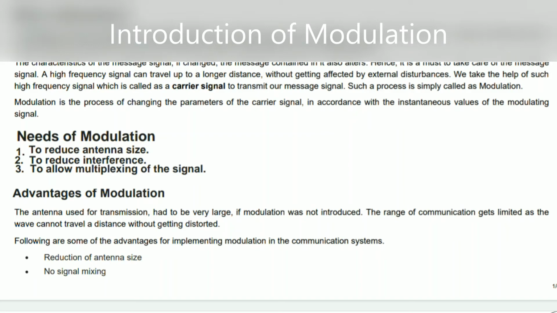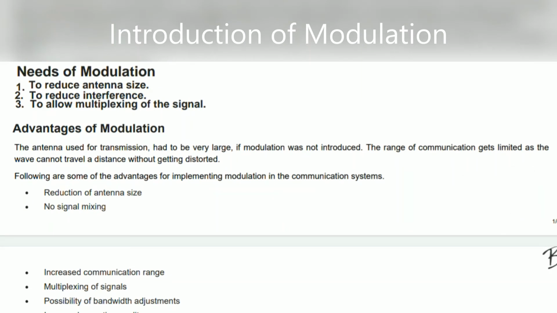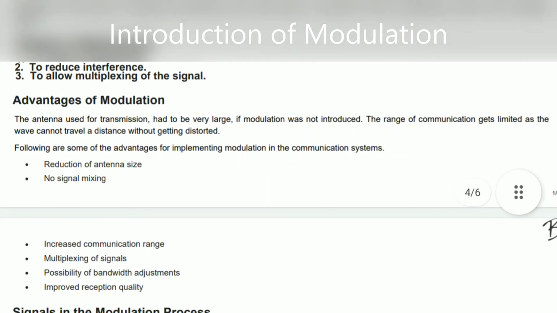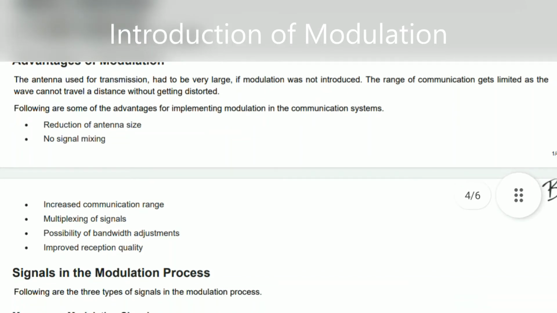Now let's see the different advantages of modulation. First is reduction of antenna size. Transmission of a signal through an antenna requires a small size. For example, in mobile communication we are using a mobile, and in the mobile also we have an antenna, but the antenna size is very small, yet the signal transmission is very high, so we can transmit over longer distances.